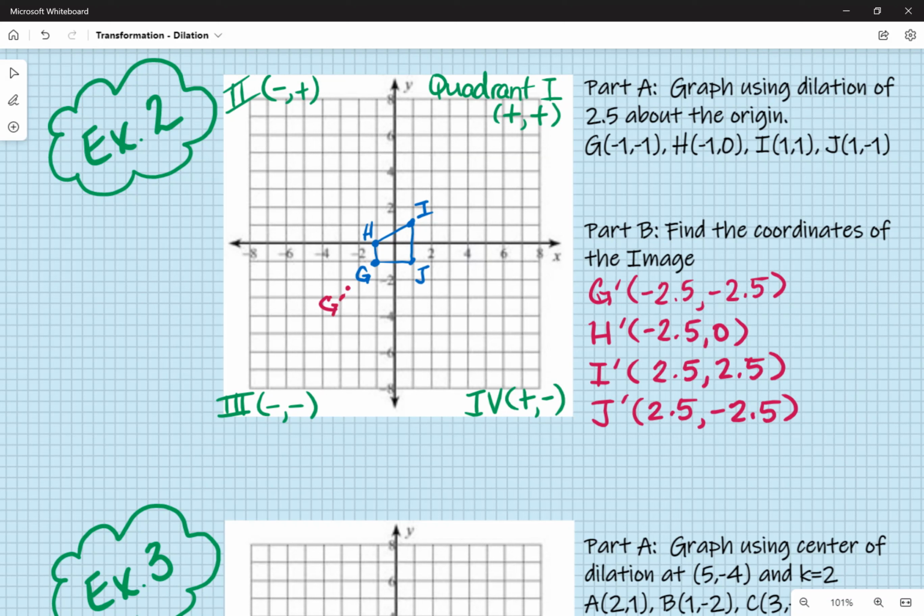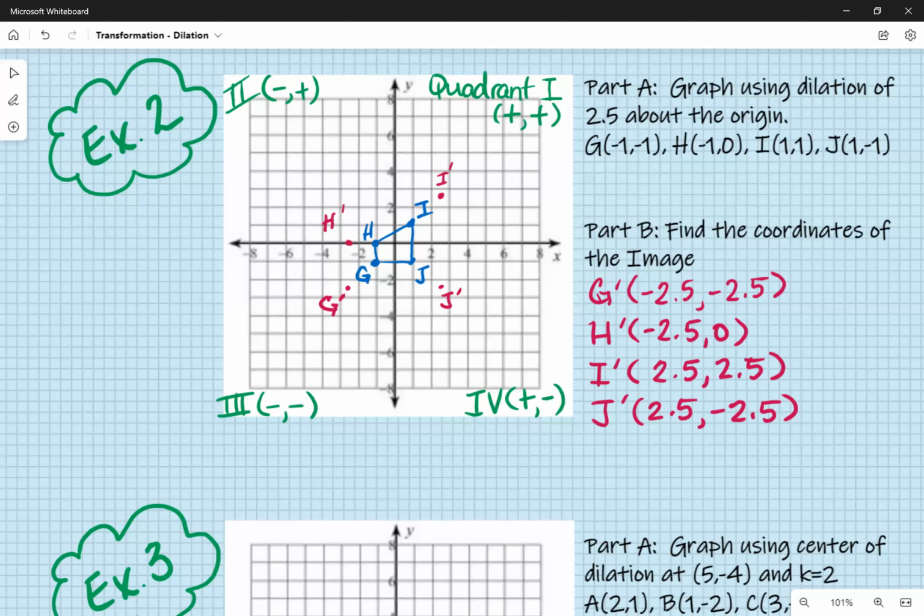Then I do the same thing for H prime, which that's going to count out -2.5. And then I'm going to stop at 0. That's H prime. For I prime, I'm going to go to the right 2.5 and then up 2.5. And notice how I am labeling my work so that you don't get confused with what point goes with what. And then finally, J is going to be +2.5 and then go down to -2.5, J prime.